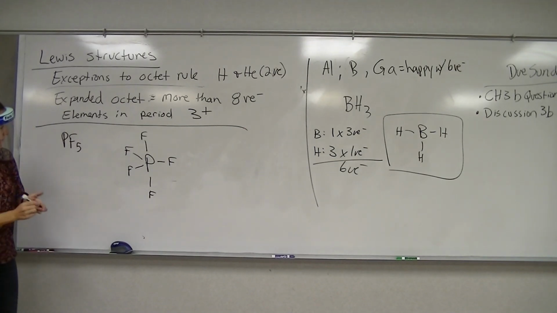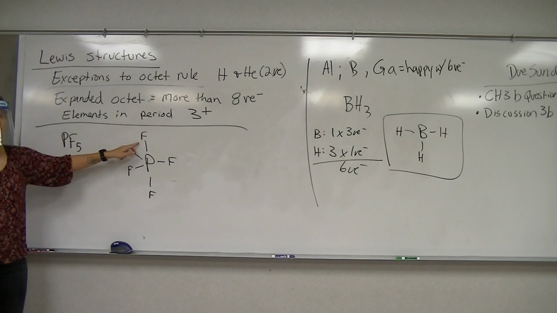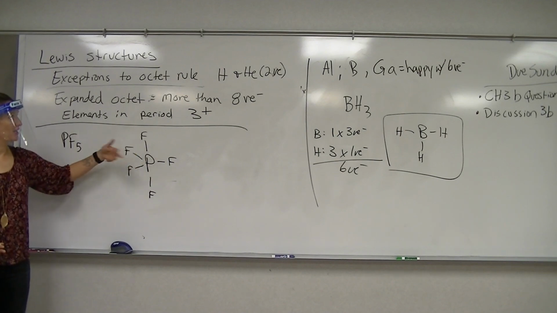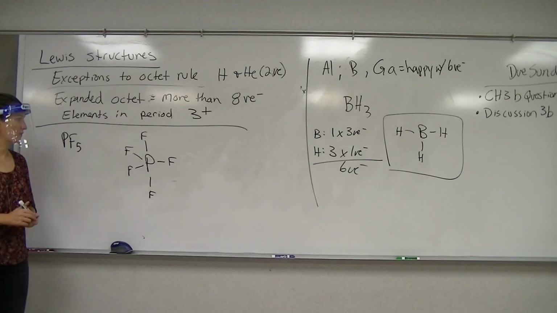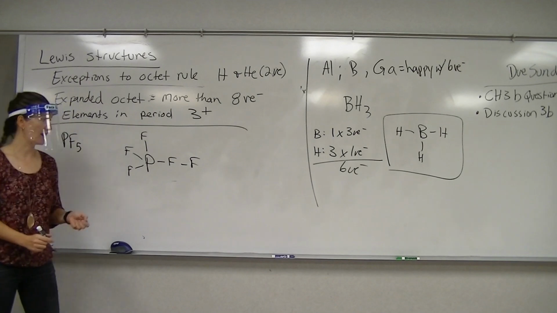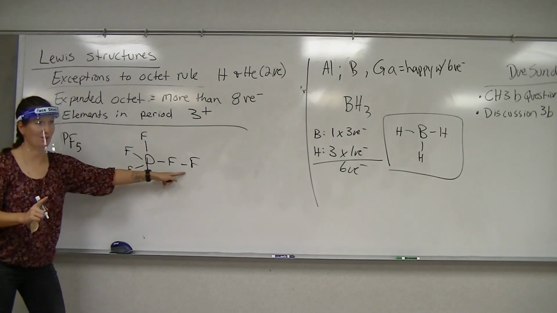Because if we have single bonds, which we have to have at least a single bond, how many electrons does phosphorus have right now? 2, 4, 6, 8, 10. He already has more than 8. And so at first you might be like, oh no, do I need to start doing something crazy like that? No, don't do that. Fluorine's a halogen. We said they only want 1 single bond. So this is why this is incorrect.